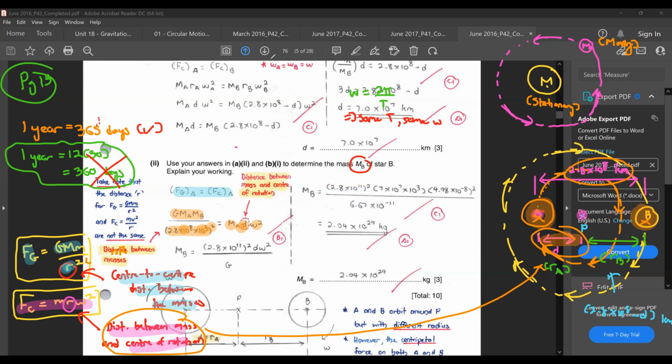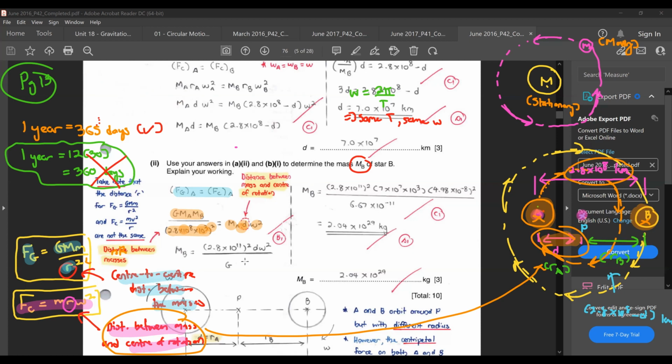All right, because I heard people do this before, where they cancel off the r because they say, oh, GMM over r squared is M r omega squared. So this r will cancel off, then this square will cancel off, giving me some value. This was something that you have been doing all this while in all your previous questions, if you notice. But here, you do not do that, right? Because the r's are completely different. So just something to note, all right?